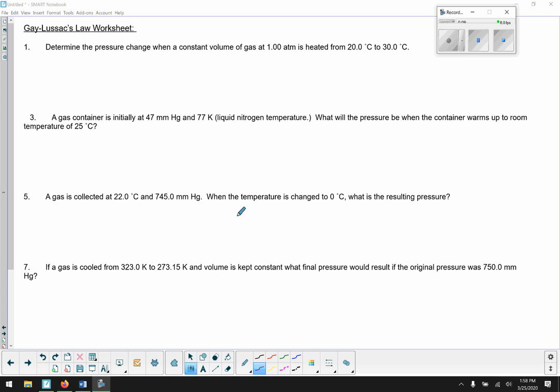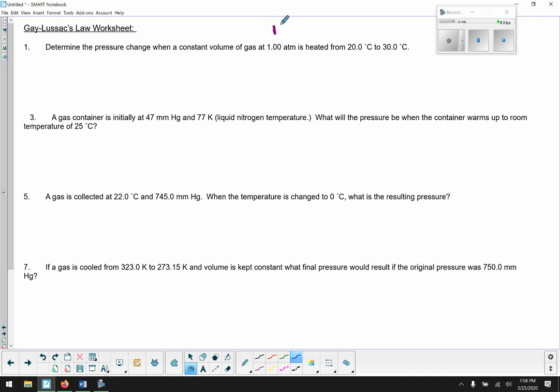Okay. So moving on to the second worksheet, the Gay-Lussac and combined gas law worksheet. I'm going to do a couple of these problems, and then I will just have the answers for the other ones written up. But I'll do the first one. As before, I like to label my variables as I go through. Determine the pressure change when a constant volume gas. So if the volume is constant, we're not worrying about that.